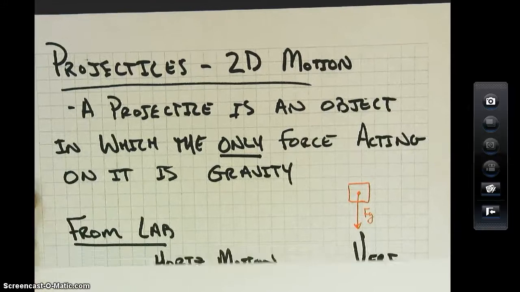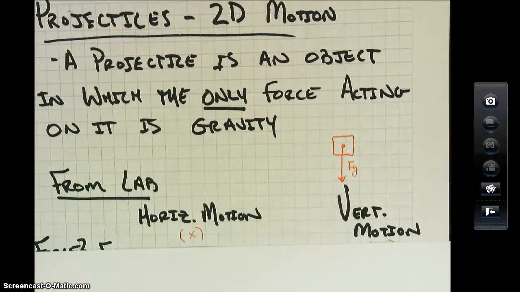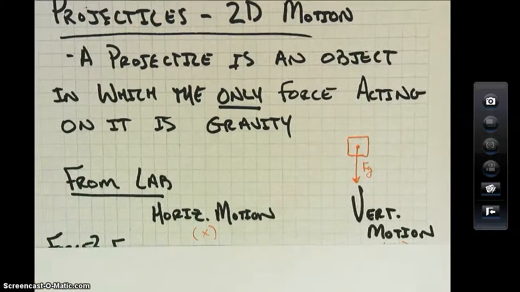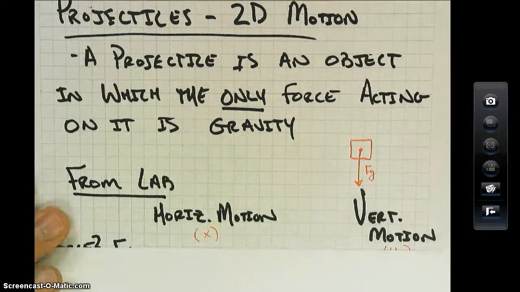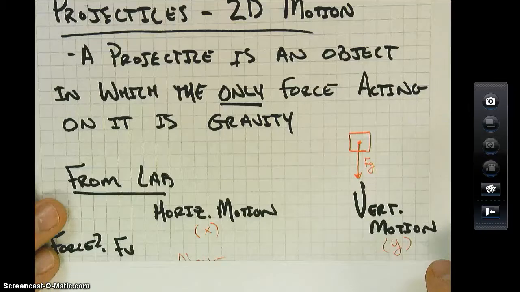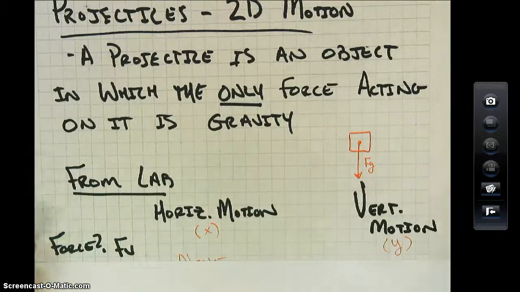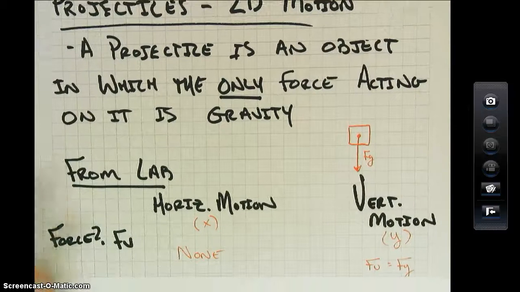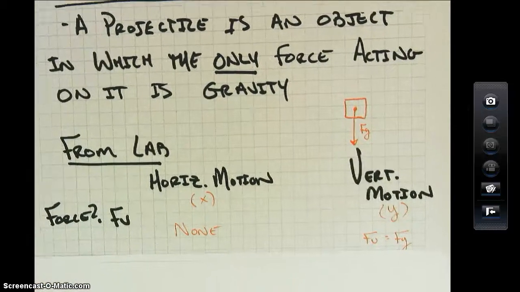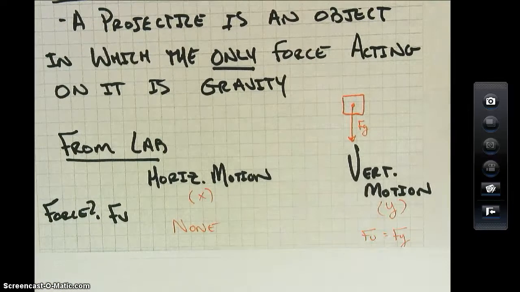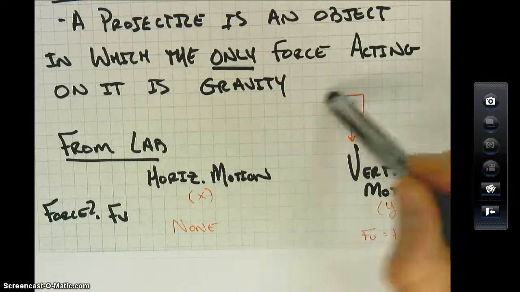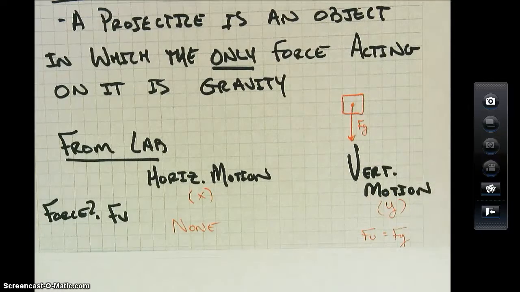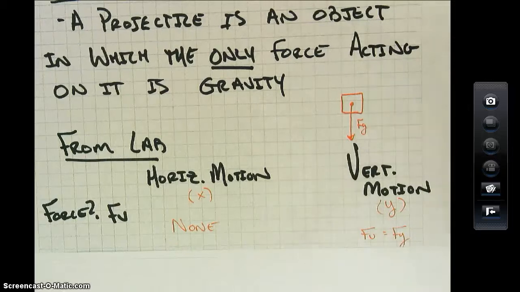Okay. Now, the other thing that you learned about in lab is that the vertical and horizontal motion are independent of one another. What that means is they act differently. And the reason is because one has an unbalanced force acting upon it and the other doesn't. Horizontal motion, there's no force acting on a projectile horizontally. We know that it actually started moving by an unbalanced force, but while it's in the air, there's nothing pushing it, and so therefore, horizontal motion has no unbalanced force.